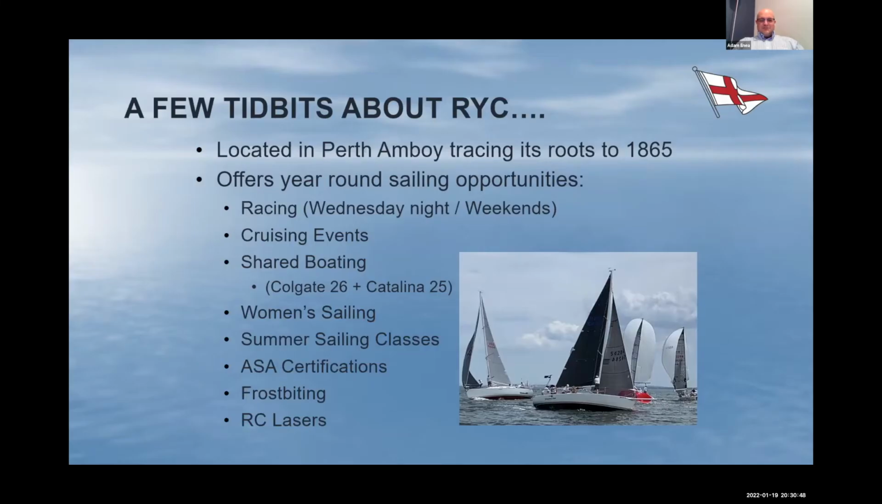Just wanted to cover a few tidbits about Raritan Yacht Club. It's my home on the Raritan Bay, and we certainly would like if you'd consider making it your home as well. We're proud to be one of the oldest yacht clubs in the country, right in Perth Amboy on the Raritan Bay. Very active yacht club, very active sailing program, beautiful galley overlooking the bay where you can enjoy dinners.